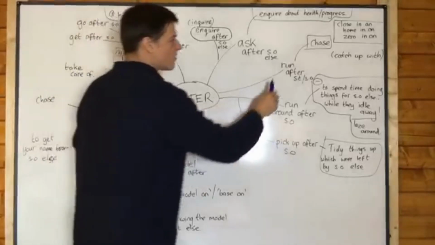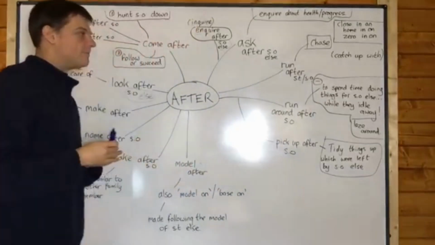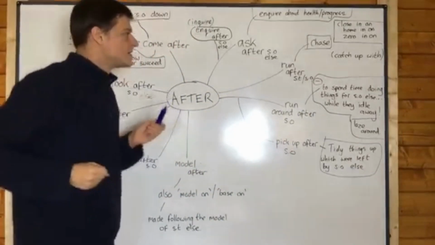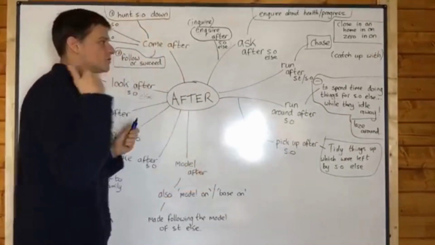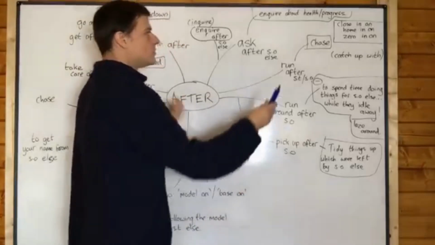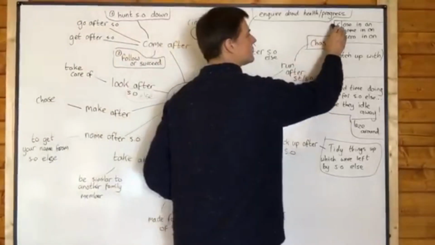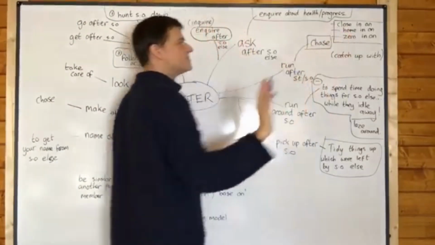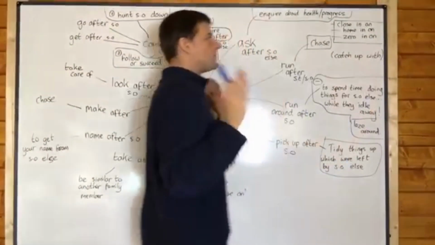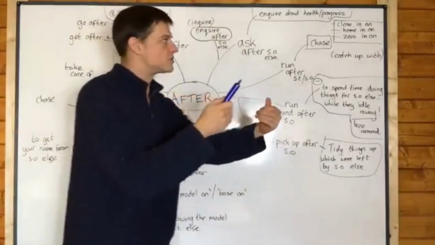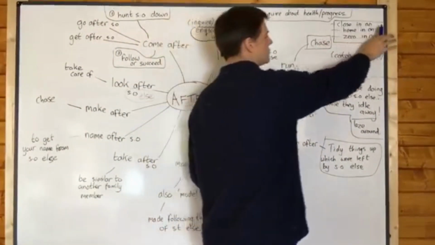So you could also "run after something or someone". If you're running after the bus, you're chasing the bus. And if you're running after your friend, you're chasing your friend. Now I want to remind you about a few other phrasal verbs which are similar, but which have nothing to do with "after". If you "close in on" someone that you're chasing, you approach them. So that means approach someone you chase.